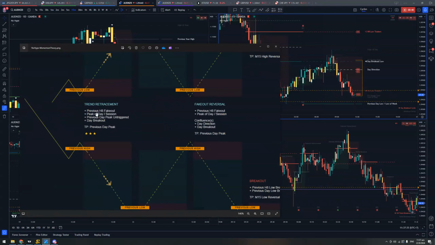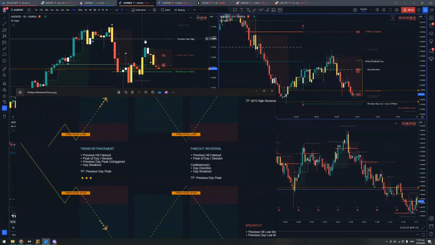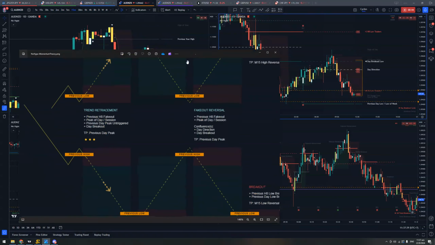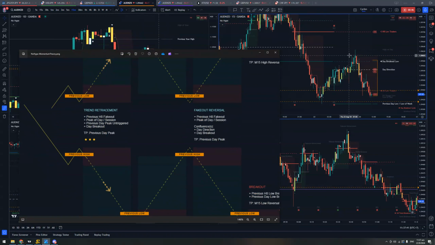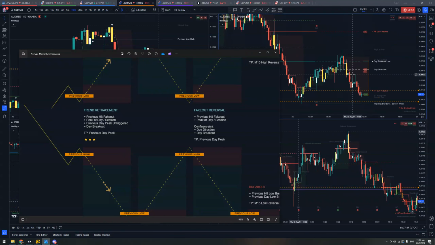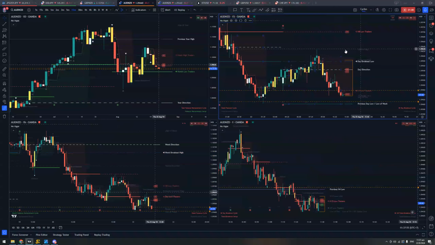Trend retracement requires a strong higher time frame push in one direction. Previous H8 high fake out at the high of the day, got that. Previous day's lows untriggered, got that. And going in the direction of the day breakout level, got that as well, and TP at the previous day low. Okay, so 7 a.m.